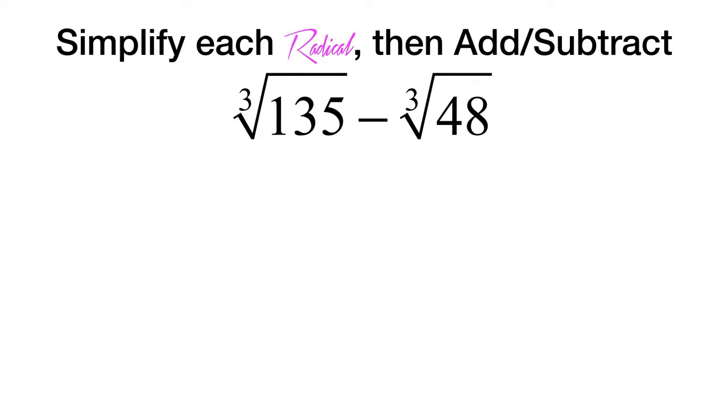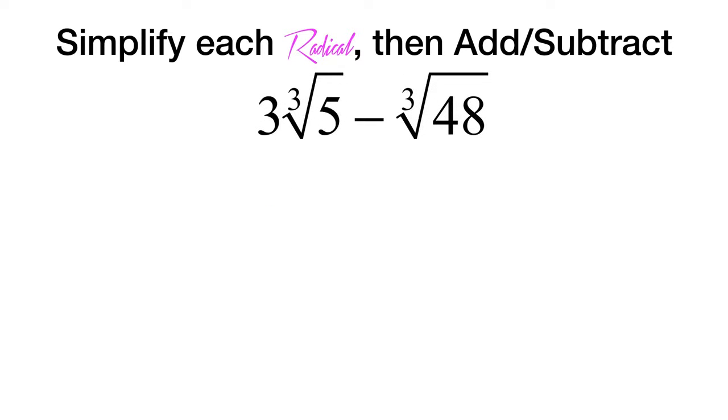All right, let's try this one. So the cube root of 135. That's going to be, well, I know 5 goes into it because it ends in a 5. So let's see, 135 divided by 5 would be 27. Wait a second, I can cube root 27. That means it's 3 cube roots of 5.